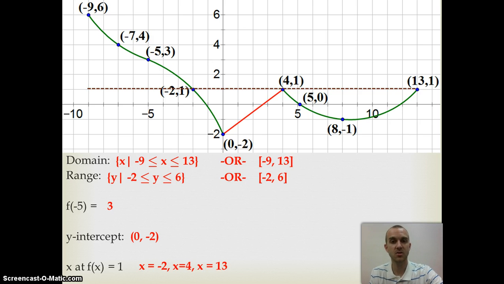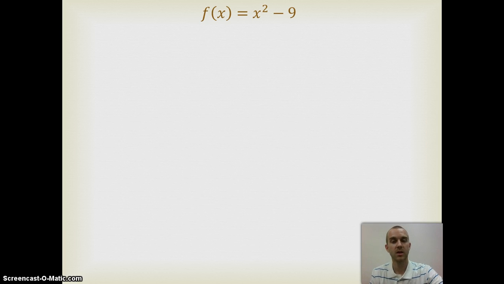Now I can be asked to do this with an equation as well. So say I have f of x equals x squared minus 9. For my domain, I would always look for limiting factors. Do I have an even index radical, or do I have anything in the denominator? In this case, neither of those exist, so I know that my solution is all real numbers for the domain.